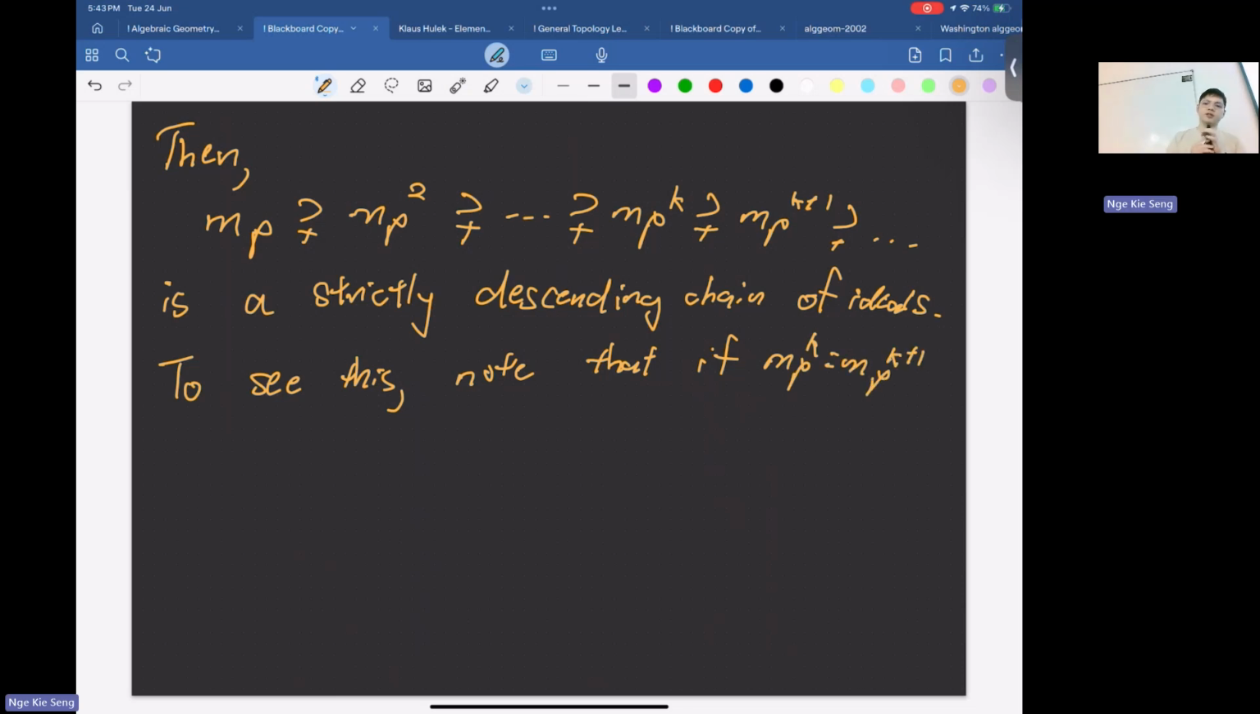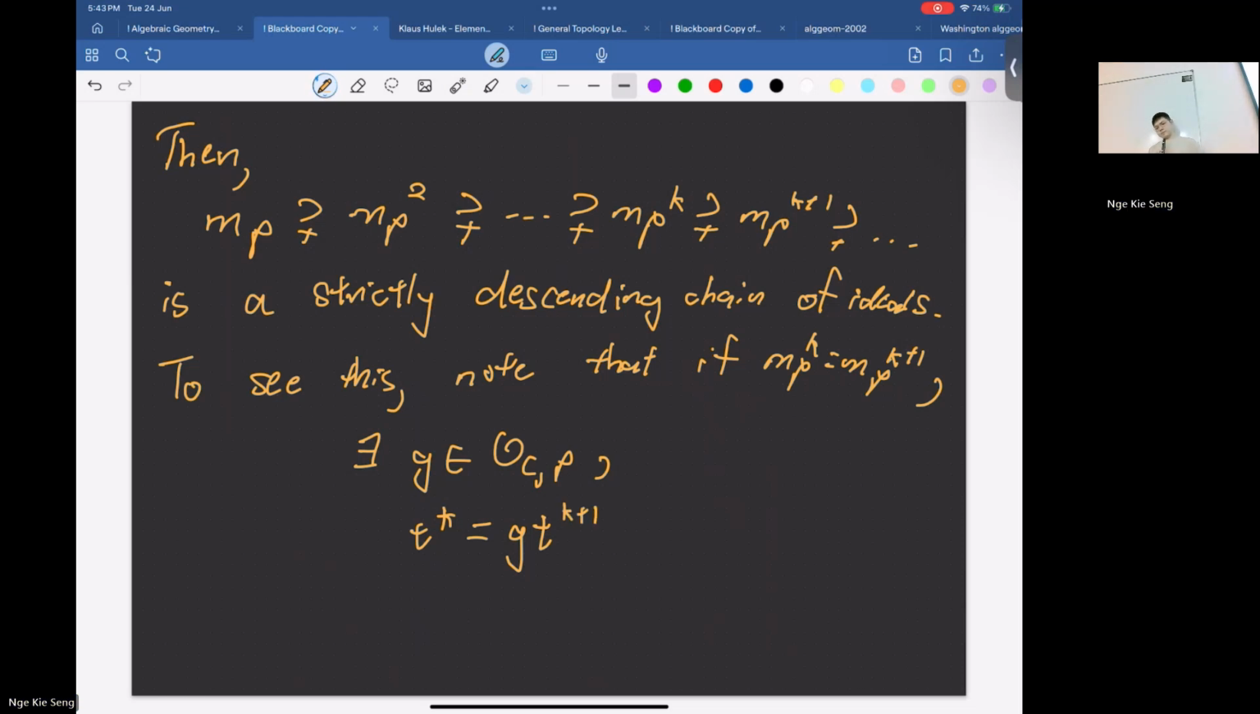Okay, this basically will solve the strictly decreasing if we get a contradiction here. So let's say they are equal at some level. Okay, that means what? What does this mean here? We know that MP is generated by T. Okay, so this means that there exists G in OCP here, such that T to the power K equals G times T to some, let's say K plus 1. Okay, because the two sets are equal.